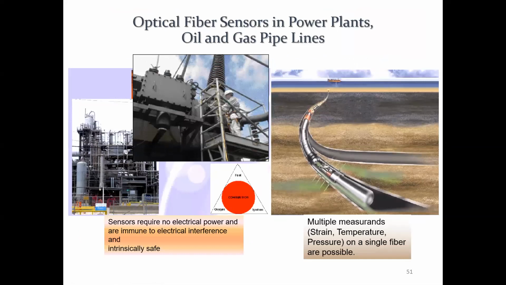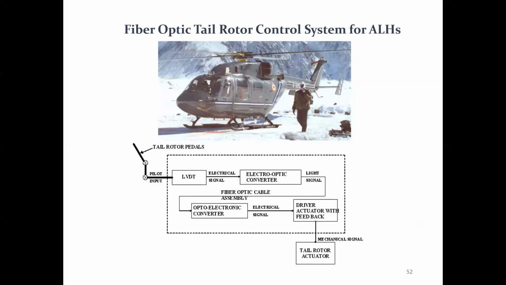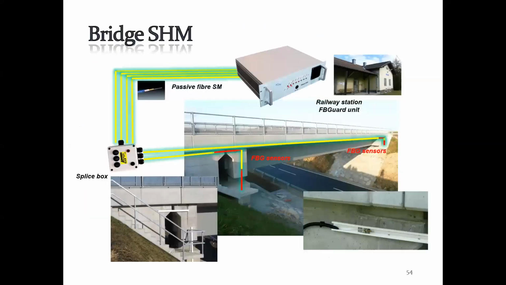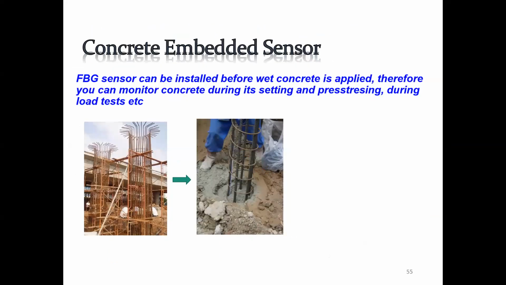Then power plants, oil and gas pipelines, I already explained. Then helicopters, right? In propeller blades. Bridges, I already explained. Then the sensor can be put in the concrete, it can be embedded. So the FBG sensor, if we make any new structure, new building, we can put it inside the wall. So it can work fantastically in that way. You don't have to put it on the wall also. You can put it inside the wall, and then also it can be used for monitoring many parameters.